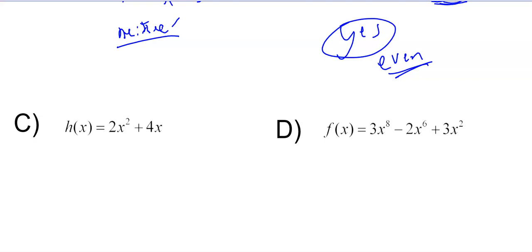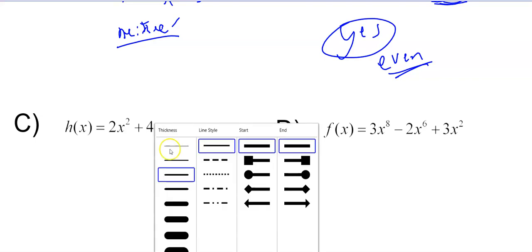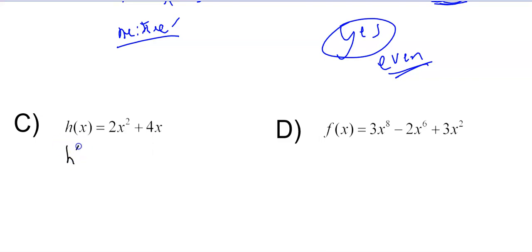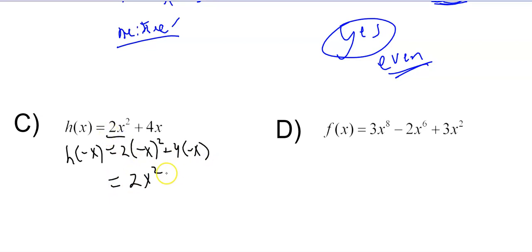Okay, so let's try this one. Again, the test is plug in negative x. So we get h of negative x equals 2 times negative x squared plus 4 times negative x. When I do that, I simplify, I got 2x squared. That sign, that did not change. Minus 4x, that did. That means this is neither even nor odd.